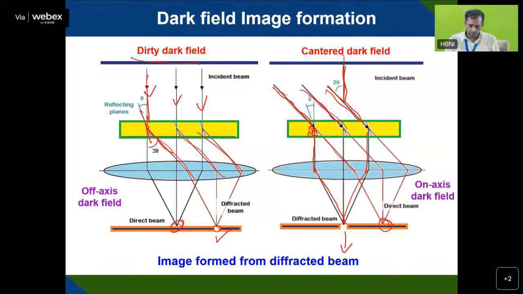The image from the two diffracted beams is on axis, while this one is off axis, because it deviates and then passes through the aperture. Here the center position is the aperture, and the sample is kept in such a way that the incident beam comes to the sample at a particular angle, and after diffracting it falls on the objective lens at right angle and goes to the objective aperture to see the image.